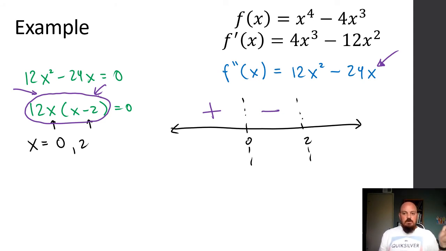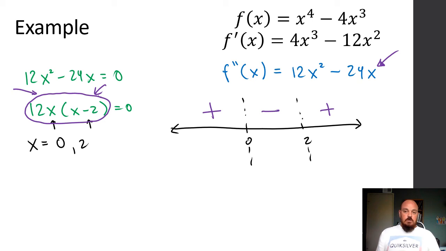Then I need something from the right side, maybe I pick 5. 12 times 5, that's positive. 5 minus 2, that's 3, that's positive. Positive times positive is positive. So everything looks exactly like our first problem.